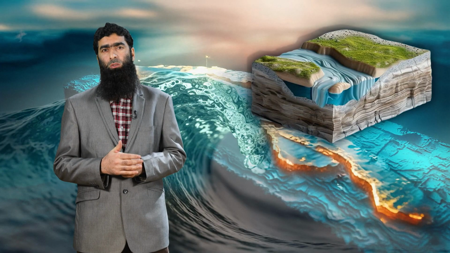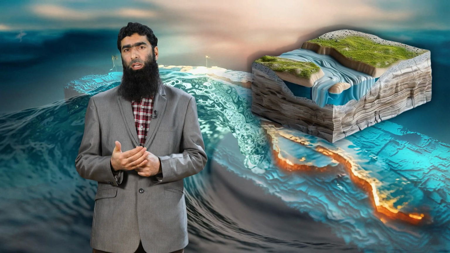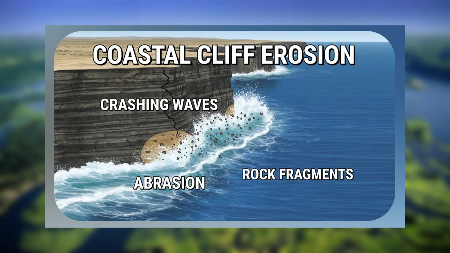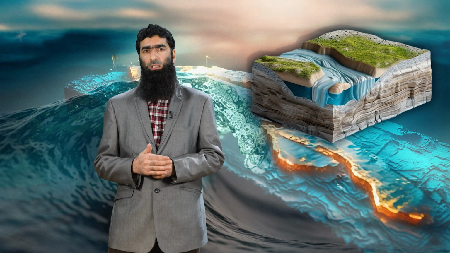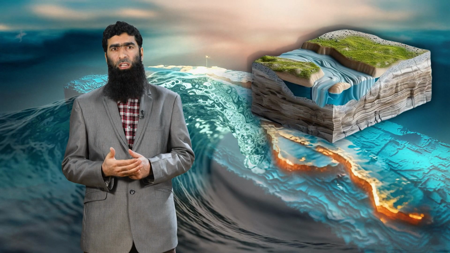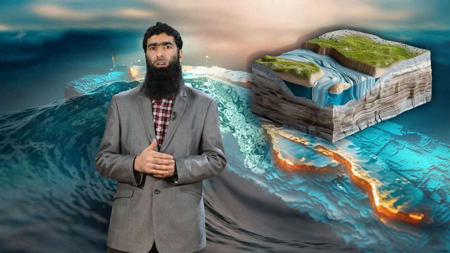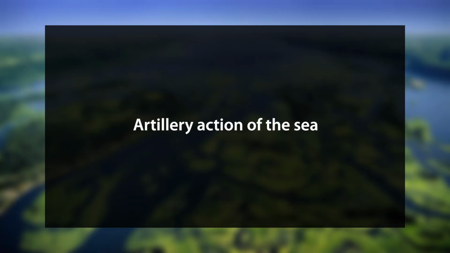While hydraulic action loosens and dislodges rocks, abrasion becomes effective when the broken rock fragments are used by waves to further wear down the coast. During abrasion, the broken rock fragments scrape, grind, and abrade the coastal rock slowly. Since waves batter against the coast constantly, these particles also keep striking the coast, slowly eroding the rocks. This continuous hammering of rock fragments of various sizes against the coast is called artillery action of the sea.